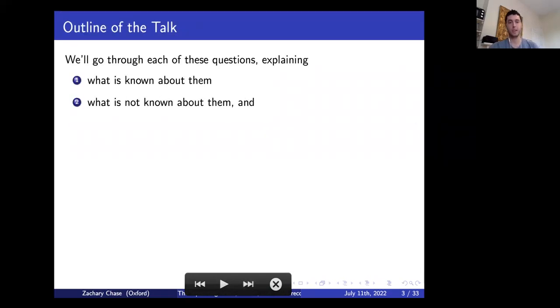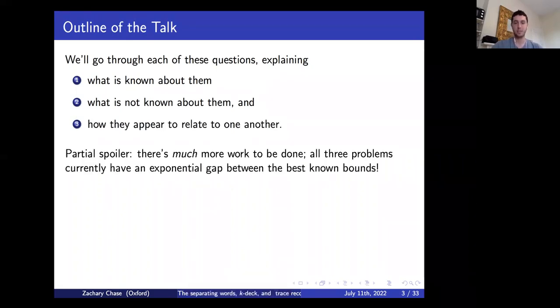Okay, so the outline of the talk is that we'll go through each of these three questions, explaining what is known about them, what is not known about them, and how they appear to relate to one another. So, partial spoiler, there's much more work to be done. All three problems currently have an exponential gap between the best known bounds.